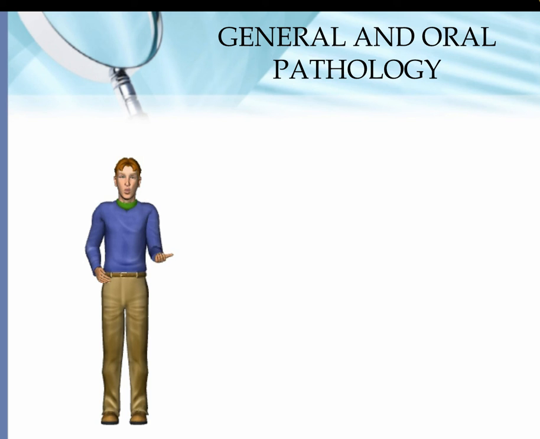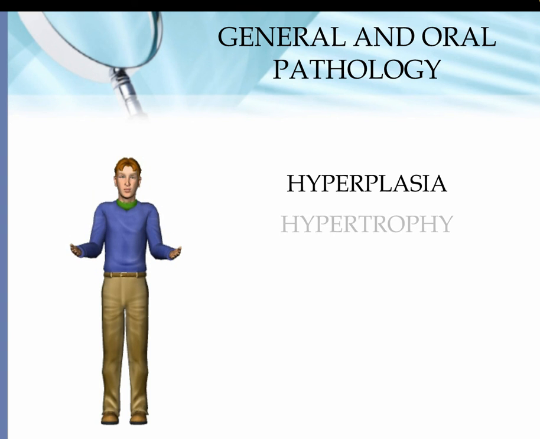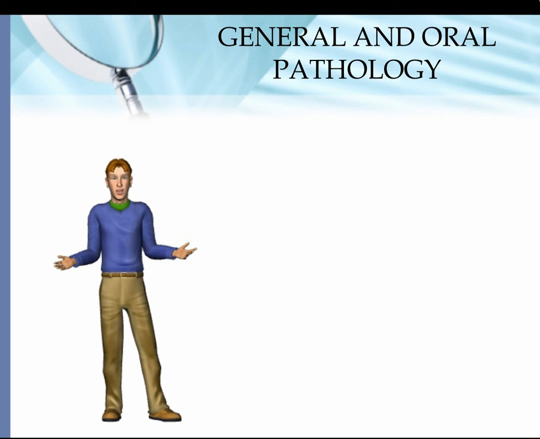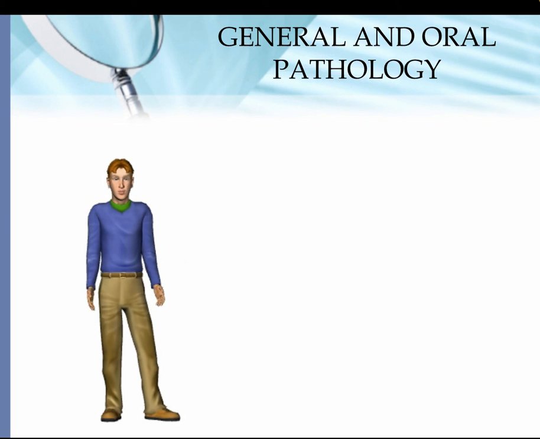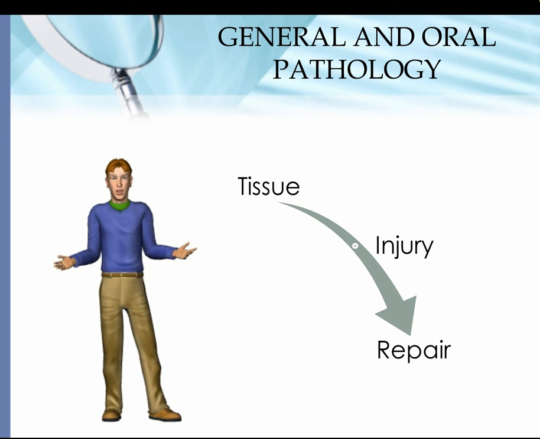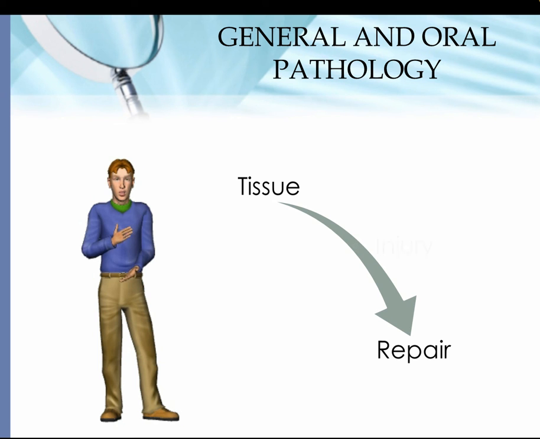When we look at the growth of the tissue, you will learn about processes called hyperplasia and hypertrophy. Both of these processes refer to an increase in the size of the tissue but are associated with different histological findings. The last section that we will discuss deals with how a tissue can heal by a process called repair. In order for a tissue to heal, the source of injury must be removed.